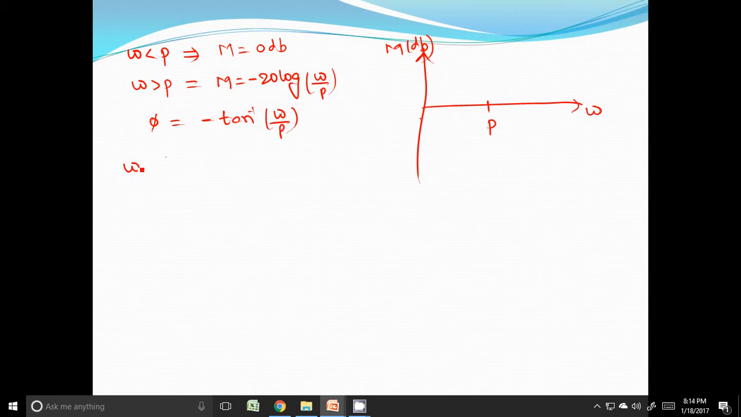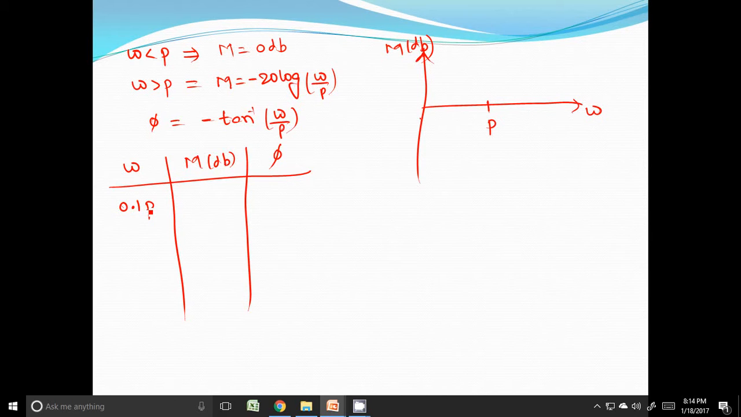For different values of omega, we will plot the magnitude and the phase. Say if omega is 0.1 times the pole, then magnitude is 0 dB as per equation number 1, and phase is minus tan inverse of 0.1, which is approximately minus 5 degrees. Now omega equal to p, then the magnitude is approximately 0 dB if I use equation number 2, and the phase is minus tan inverse of 1, so it is minus 45 degrees.